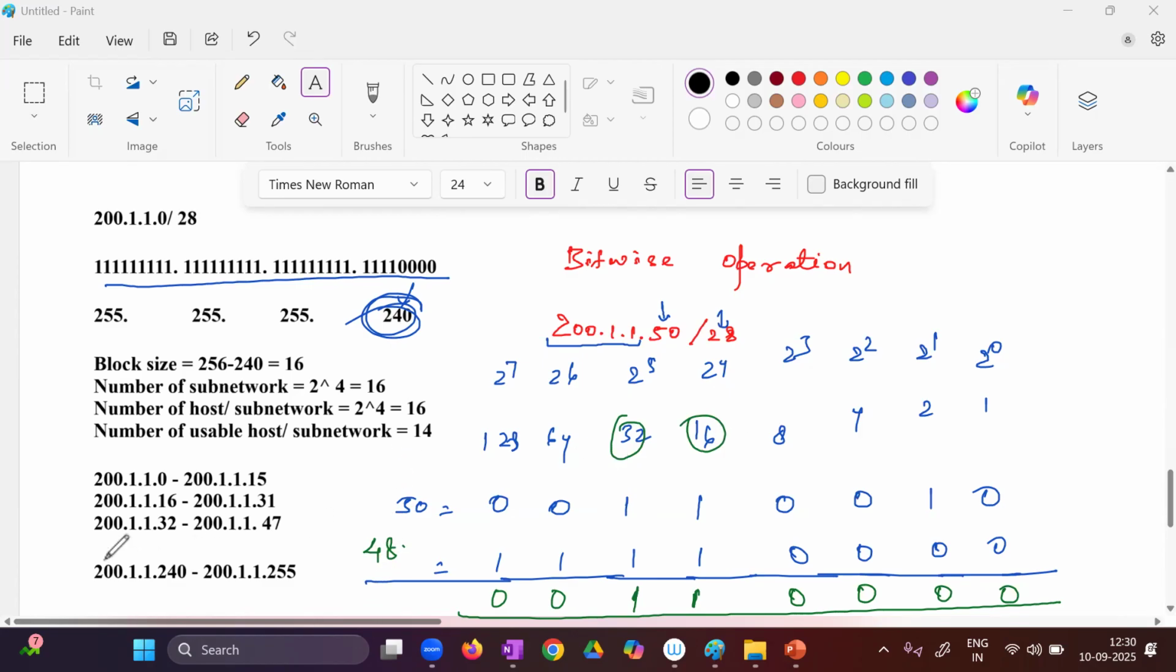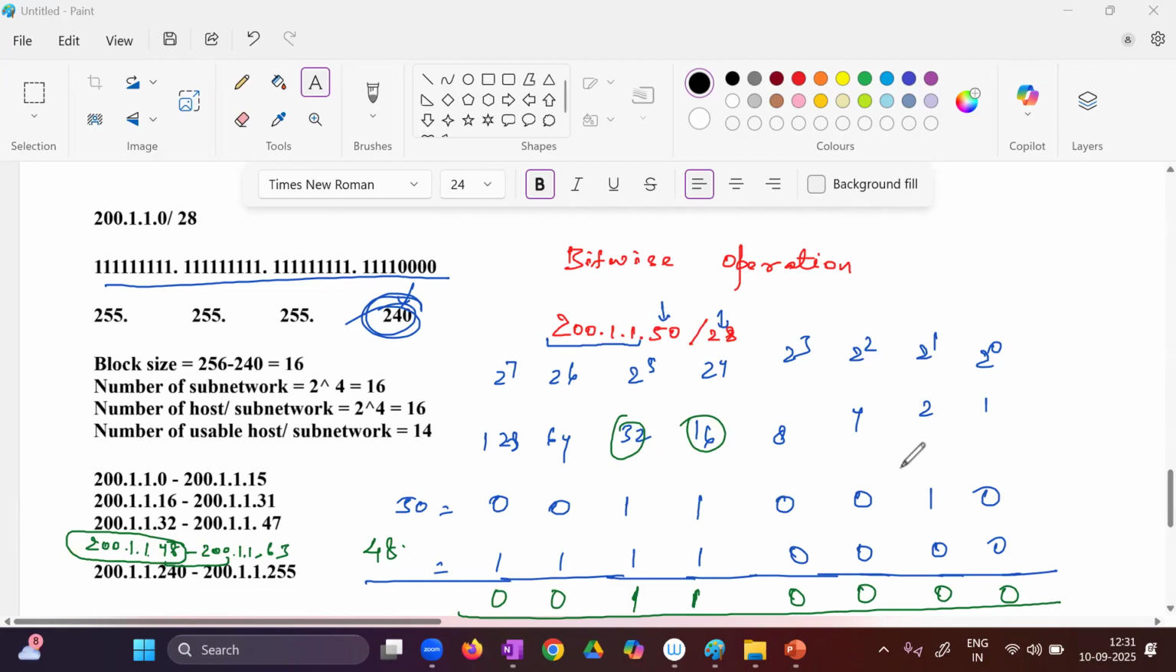So it means after this, what will come? 200 dot 1 dot 1 dot 48. Then 200 dot 1 dot 1 dot 48 plus 15, 63, I think, right? So 50 will come somewhere in between this. And this is the network address of this particular IP address. Right or wrong? This is simple or not?